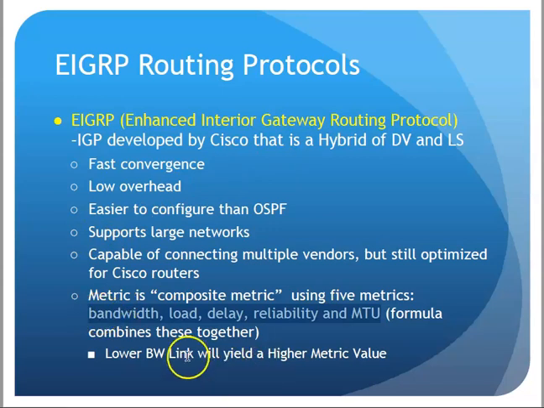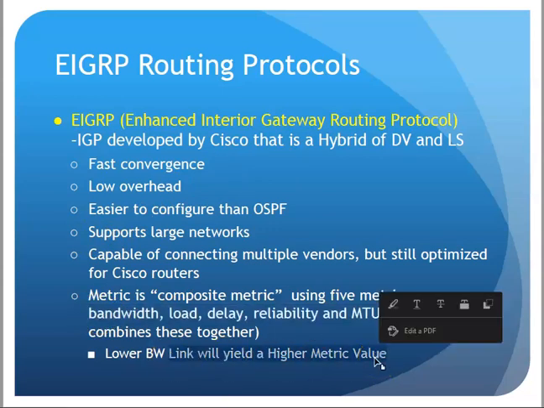But the result is still the same. The lower bandwidth will yield a higher metric value. So the lower that metric is, the better the bandwidths, the combination of all those things, and everything to get to the destination. So the lower that number is, the better that route is.